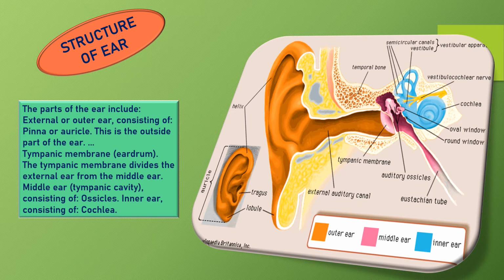Structure of the human ear. The parts of the ear include the external or outer ear. This is the external or outer ear. See this yellow color in the index, till this it extends, that means it is the external or outer ear. Now, the external or outer ear consists of the pinna or auricle.